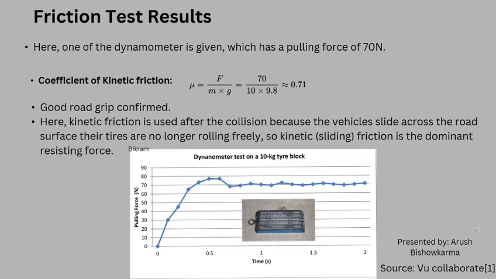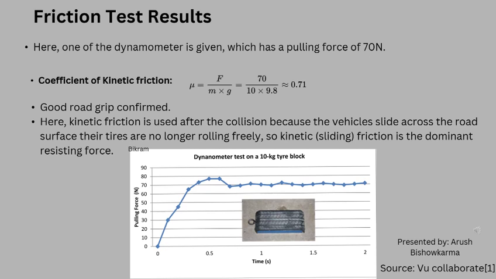We measured a pulling force of 70 newtons from the dynamometer during our tire block test. Using the coefficient of kinetic friction mu, which is F by mg, we got mu as 0.71, confirming the road has excellent grip.